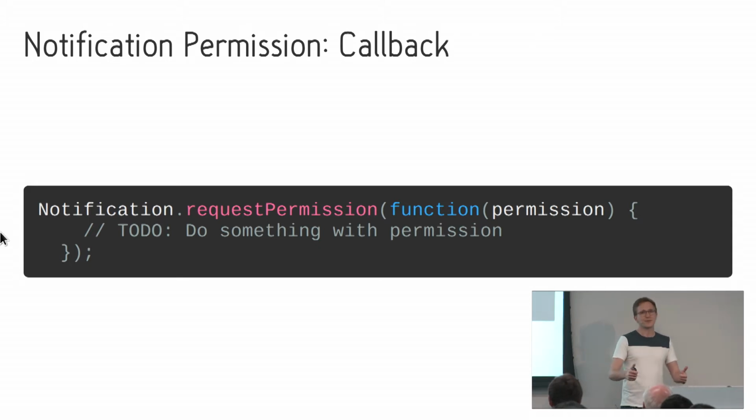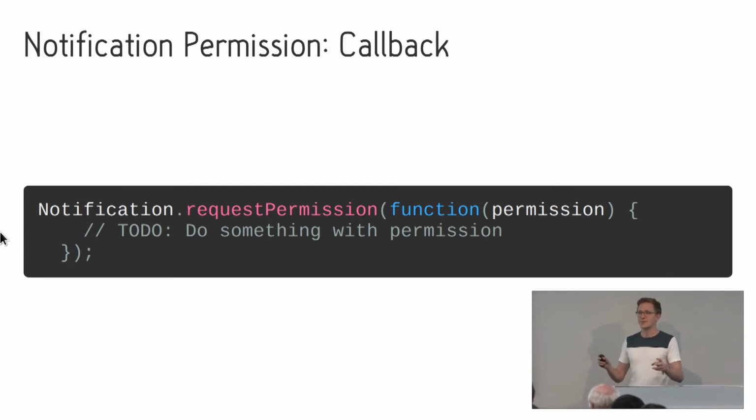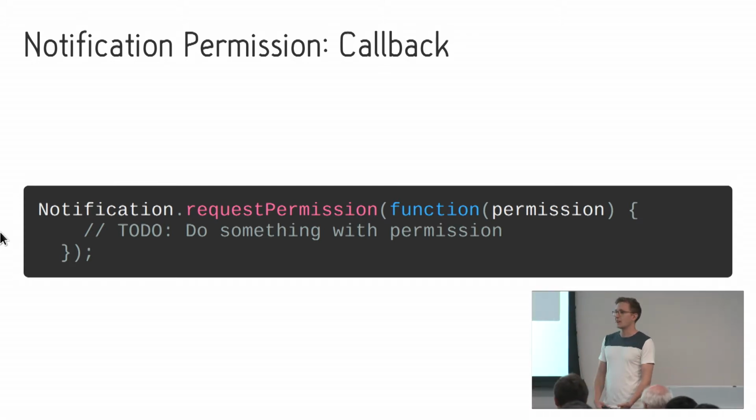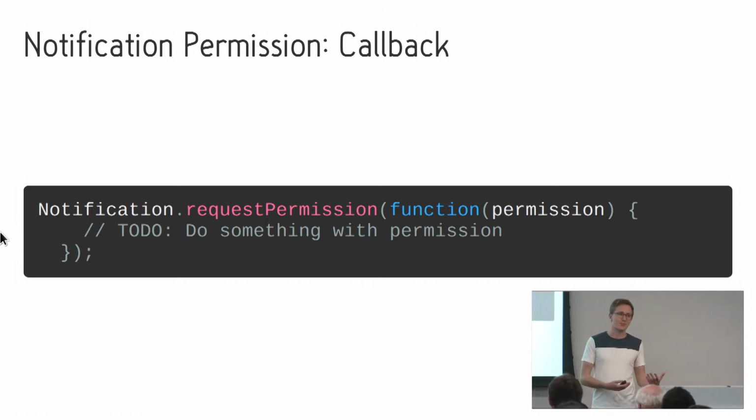You're good to go. You have permission for notifications. Denied, which means you're actually blocked for good. Nothing's going to change until the user changes it. Or default, which means I just dismissed it. I don't care. I've not made a decision. The reason this API is kind of awkward is that it's using callbacks. All the cool kids are using promises nowadays.